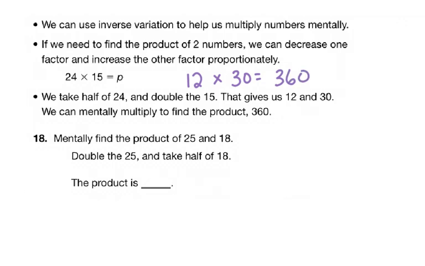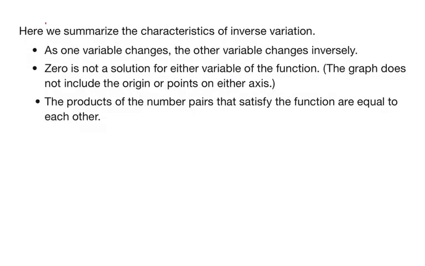Pause the video and try number 18. All right, so we can double the 25, which is going to give us 50, and we could take half of 18, which is 9. 5 times 9 is 45. Put your 0 at the end, so the product is 450.